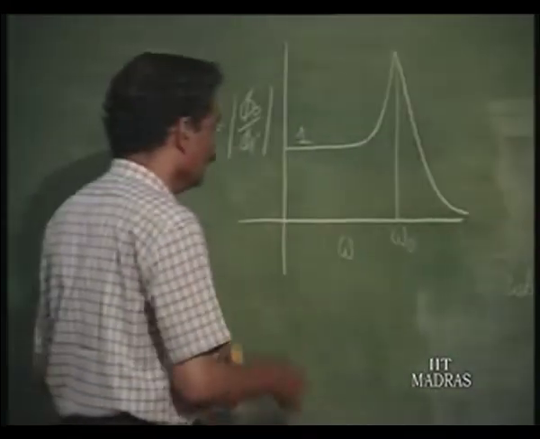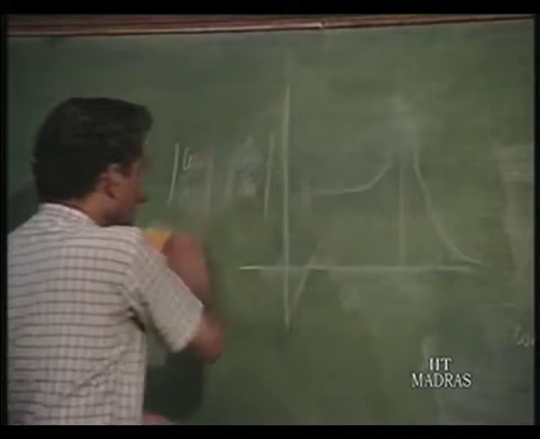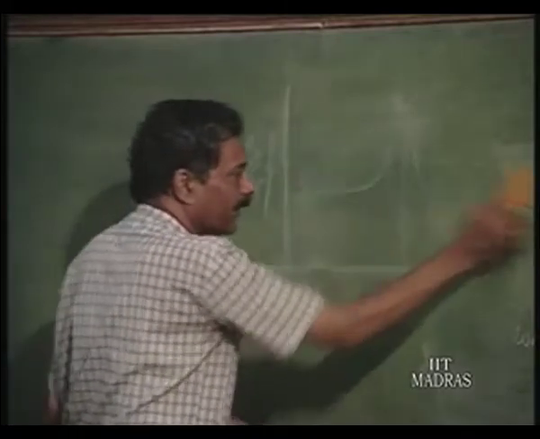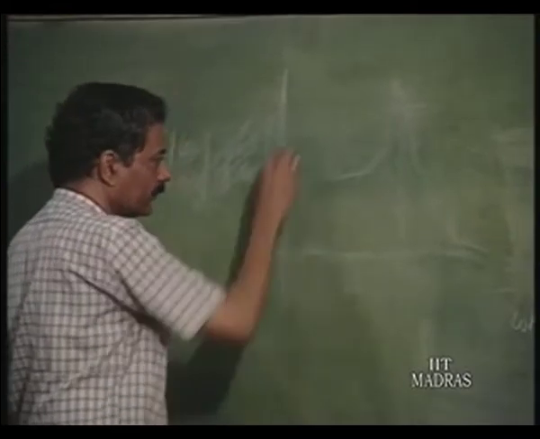Next, if I now slowly change this omega i around omega naught q, what should happen? So, let us now consider the situation of omega i being slowly changed around omega naught q.